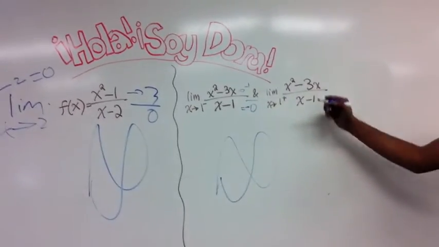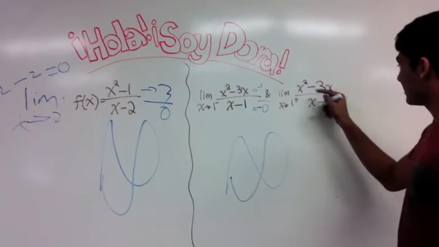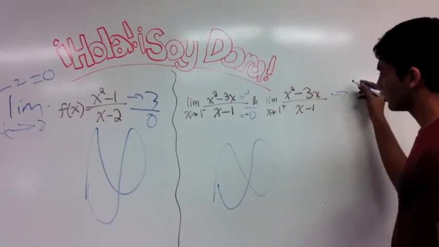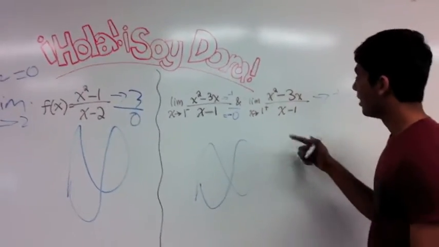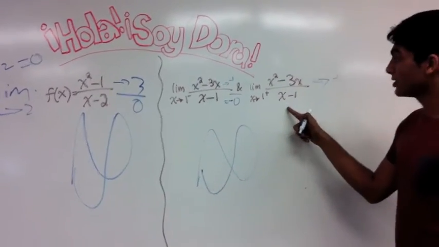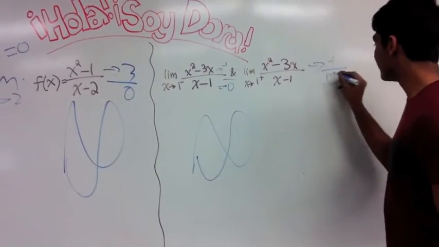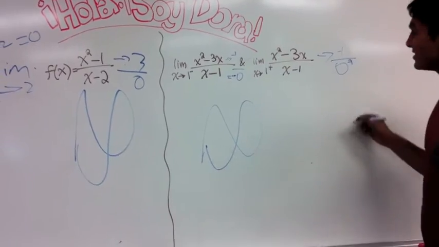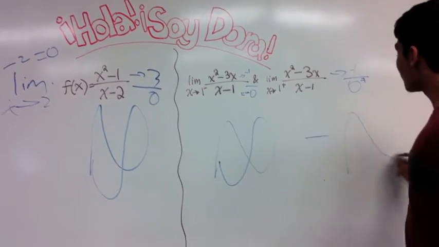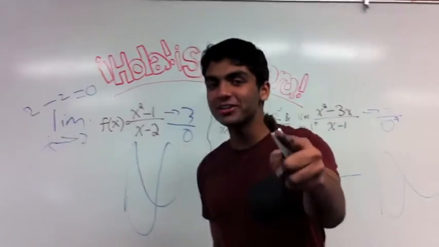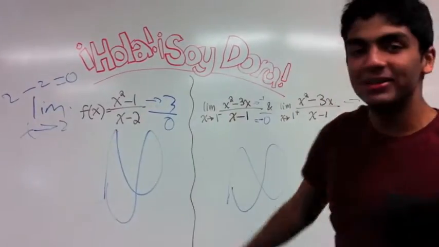On the other hand, this all same way, x squared minus 3x approaches negative 2. But this approaches 0 from the positive side. And negative over positive is negative. So this is negative infinity. And that is all you need to know about infinite limits.